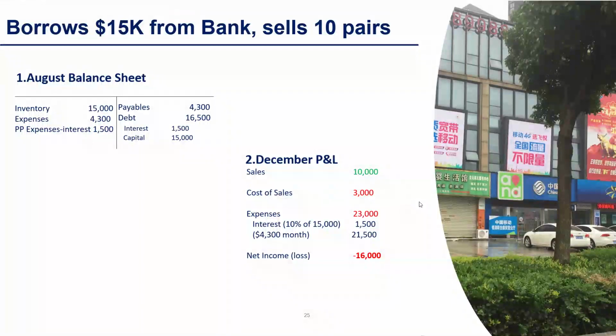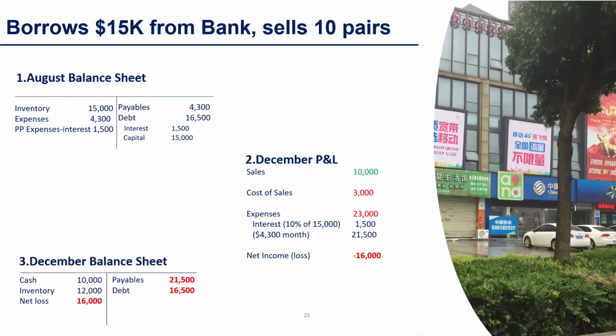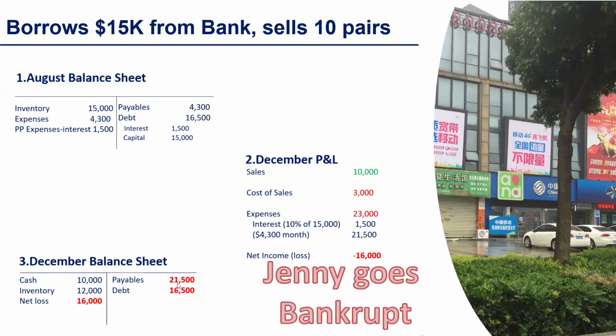She still has 40 pairs of shoes in inventory, but she cannot sell them. So that is an issue. When we look at the December balance sheet, she only has $10,000 in cash, plus the 40 pairs of shoes at $300 each, but she owes the payables and the debt. So because she owes more money than she's able to pay, she was bankrupt.